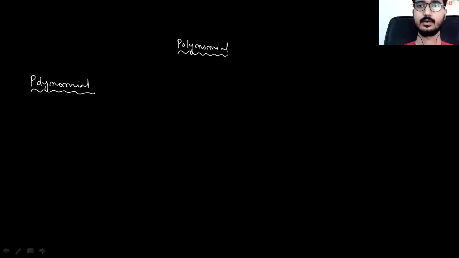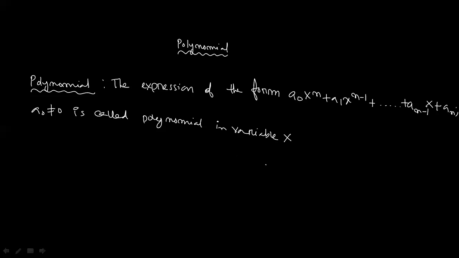First write down the definition of polynomial. So what is the definition of polynomial? The expression of the form a0 x to the power n plus a1 x to the power n minus 1 plus ... plus a n minus 1 x plus an. This is the form of a polynomial, where a0, that means the coefficient of x to the power n, cannot be 0, is called the polynomial in variable x. So this is the definition of polynomial.